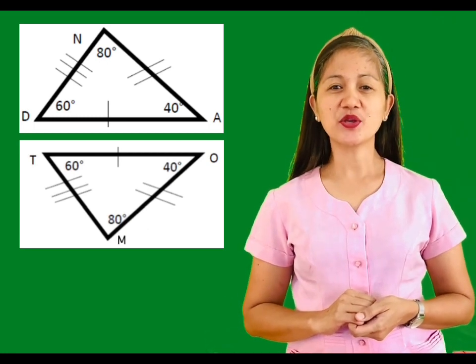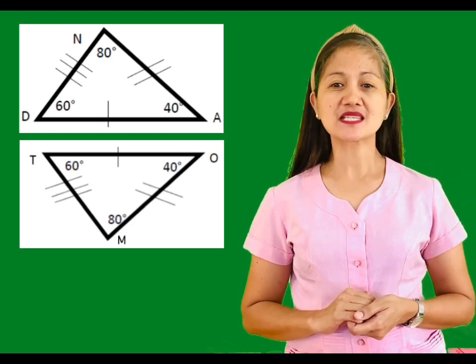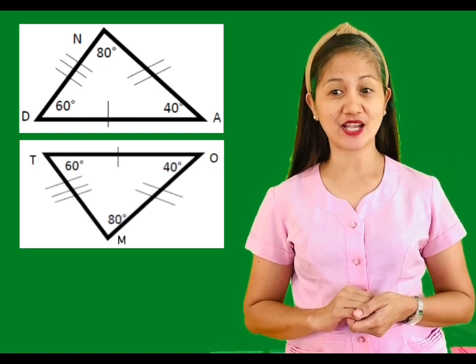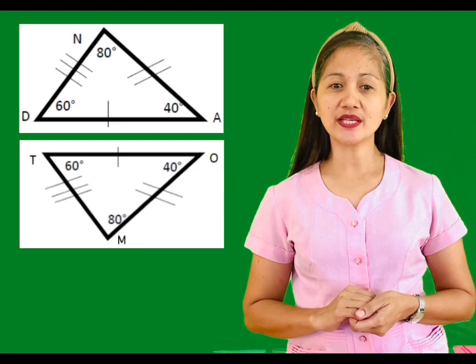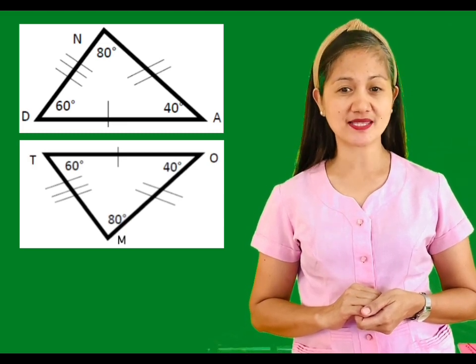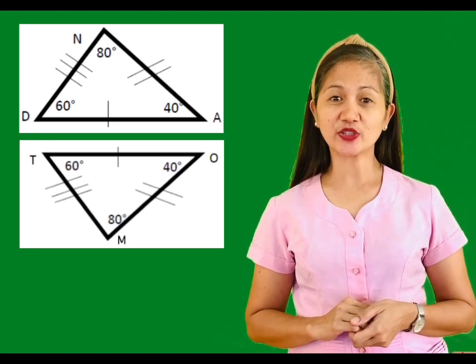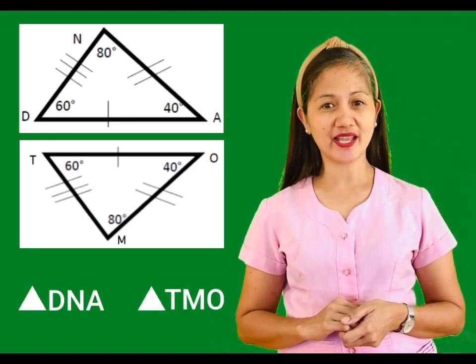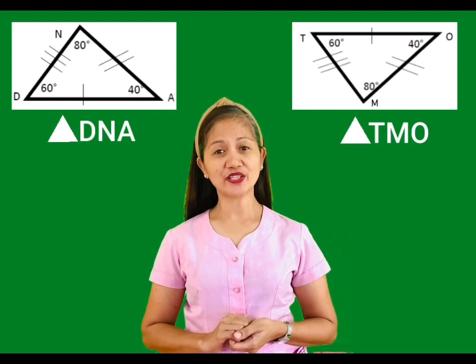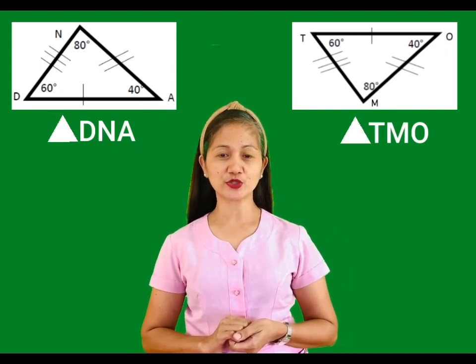Remember, the way you read the first triangle must be the same way as you read the second triangle. The order is important in naming the parts and triangles. These are the corresponding angles in triangle DNA and triangle TMO. These are the corresponding parts of the two given triangles.